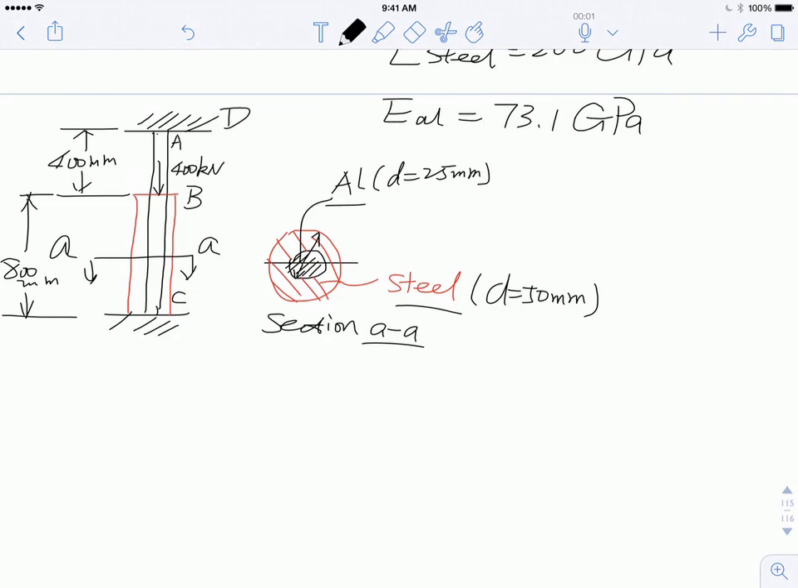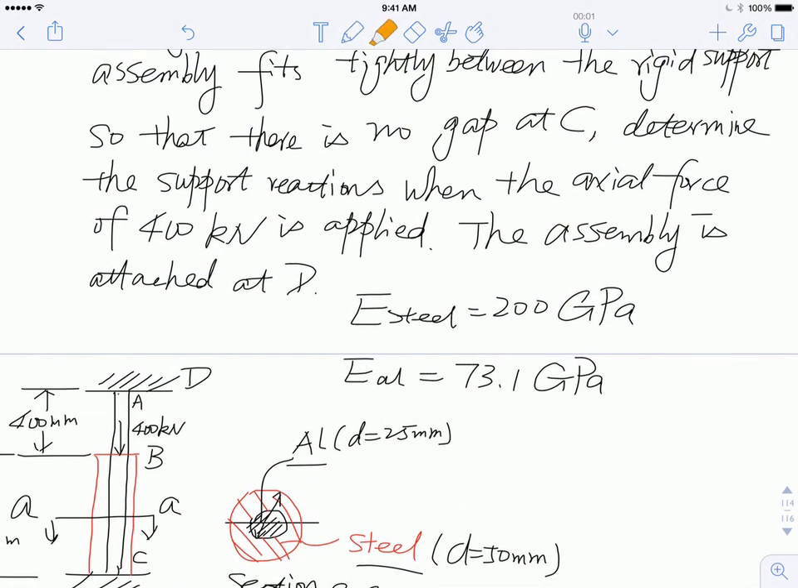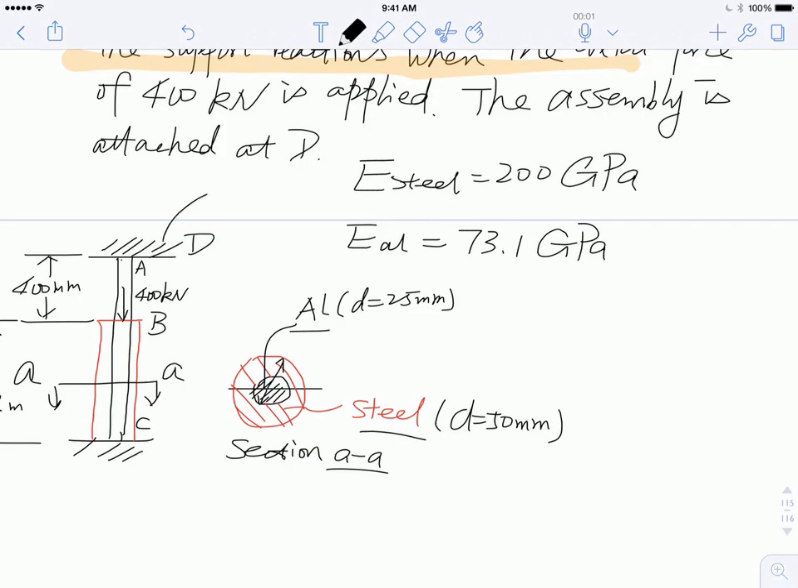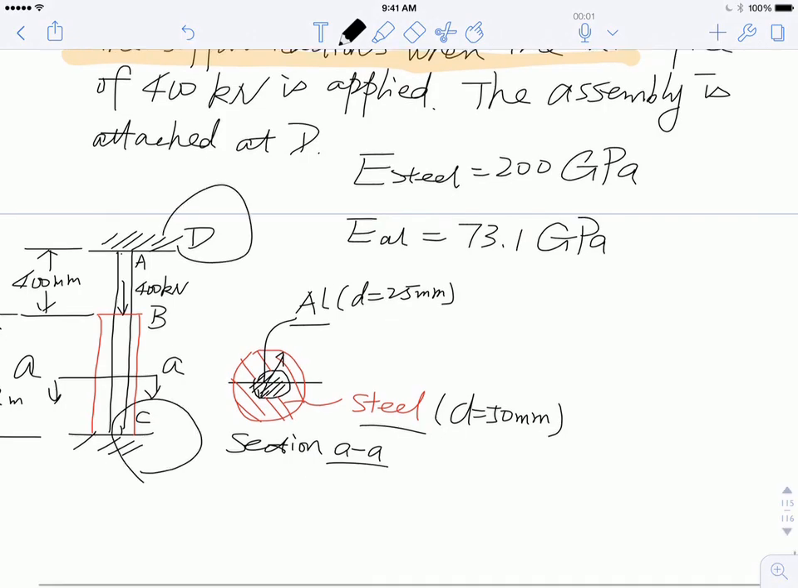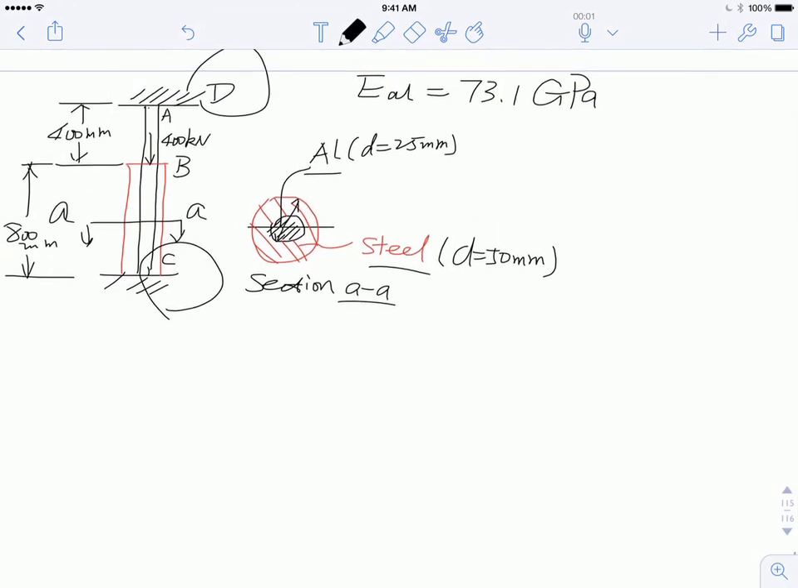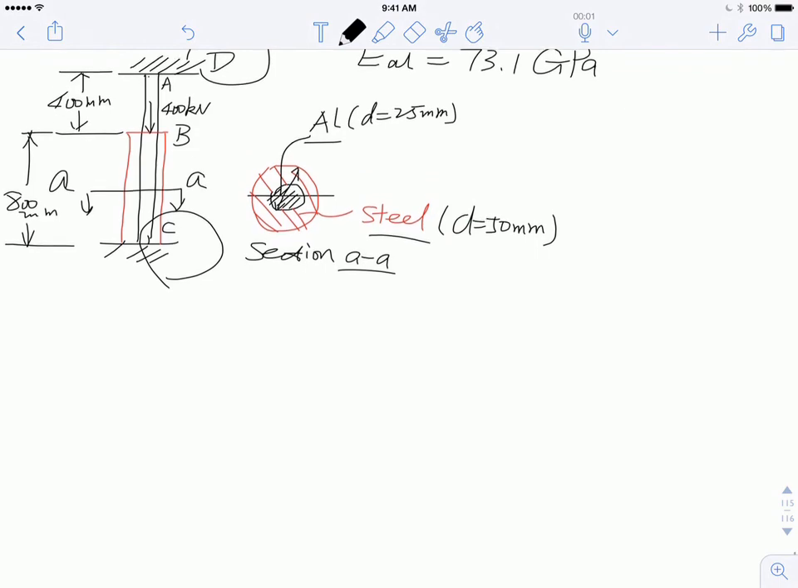Now, all this problem is asking is to determine the support reaction when the axial force is applied. So the support force is what's really being asked. In other words, the force at D and the force at C, just like the previous problem. But this is a little bit more complicated because there are more materials. Okay, so let's see how we can solve for that.